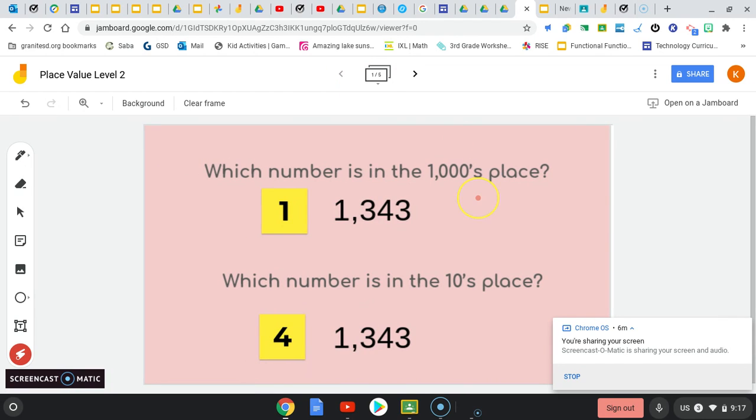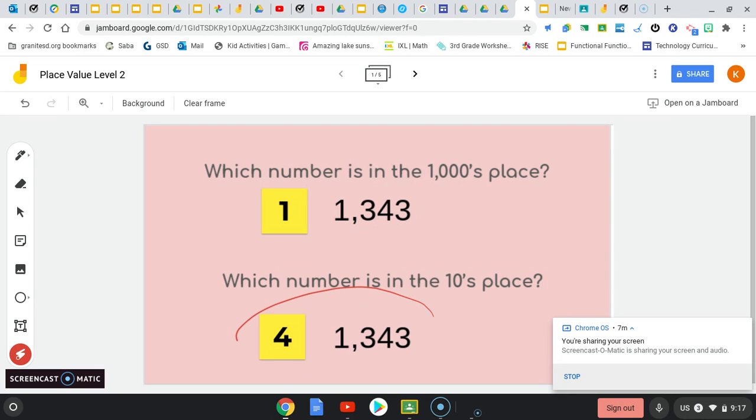Take a look at this last example. You're going to be asked some questions that say which number is in the thousands place. Well, as always, you're going to start on the right and move left. We're going to go from ones to tens to hundreds to thousands. That 1 is in the thousands place, so you're just going to write 1.